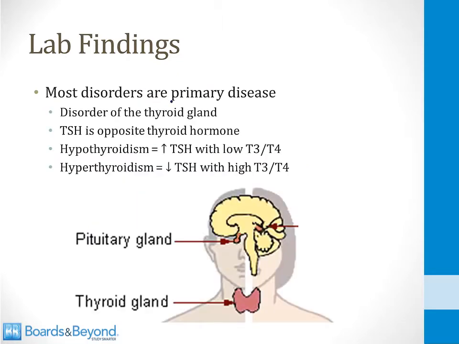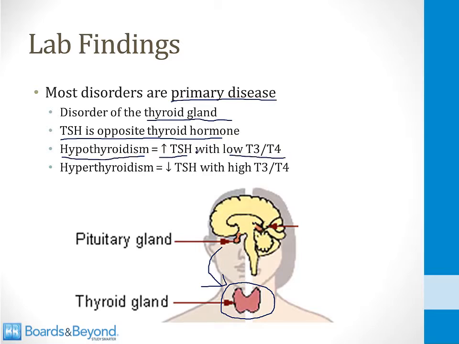Most thyroid disorders are called primary thyroid disorders. This means the problem is related to the thyroid gland itself. If you look at this picture on the screen, in most thyroid disorders, the thyroid gland is either overproducing or underproducing thyroid hormone, and the pituitary gland is modifying the TSH level in order to try and correct the problem. This means that the TSH level will always be opposite the thyroid hormone, so that when the patient is hypothyroid, there will be a high TSH level with low T3, T4. The reason for the high TSH level is because the pituitary gland is trying to correct the thyroid disorder.